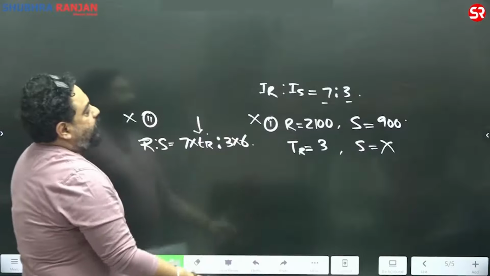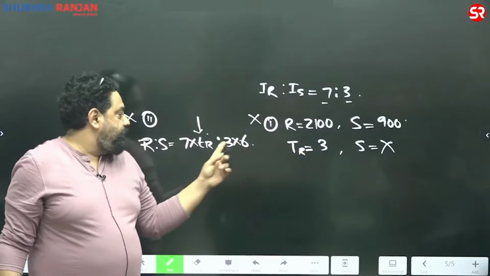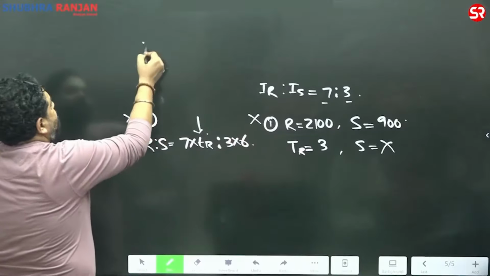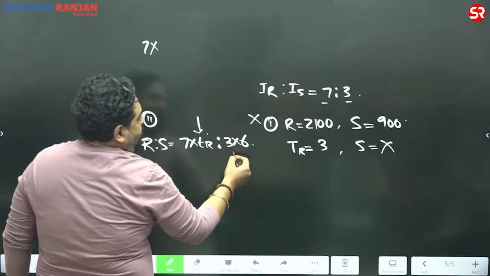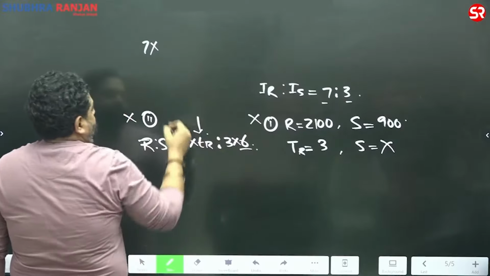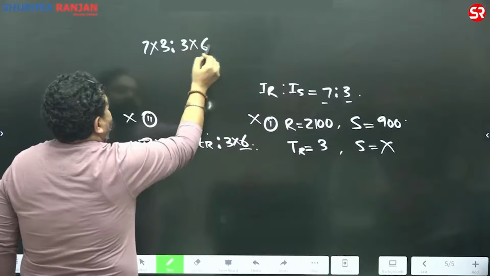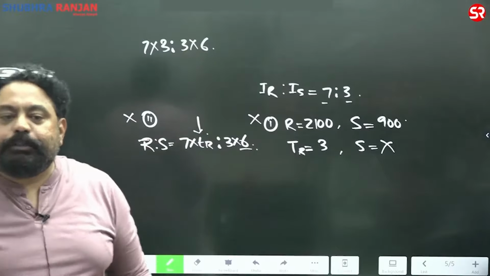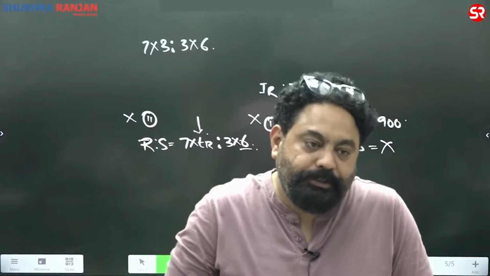If I mix them together, I know Ram has put in money for 3 months and Shyam for 6 months. Definitely, profit sharing would be 7 into 3 months, to 3 into 6 months. So this is the answer. Mixing them together, we know the investment and the time, so we can get the profit sharing ratio.